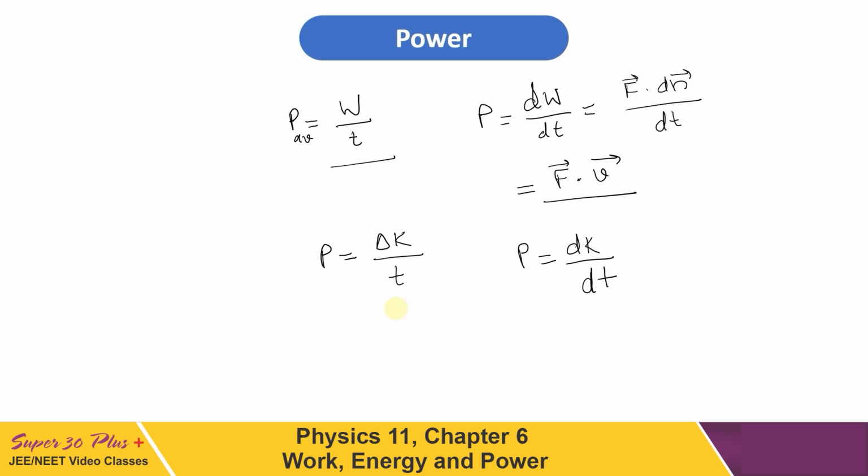Now come to its unit. As it is work upon time, the obvious unit is joule per second, which is known as watt. But 1 watt is a very small quantity, a very small power. So by convention, one more unit is very much in use, which is called horsepower. And 1 HP is 746 watt. So this is another unit for power, which is very common.